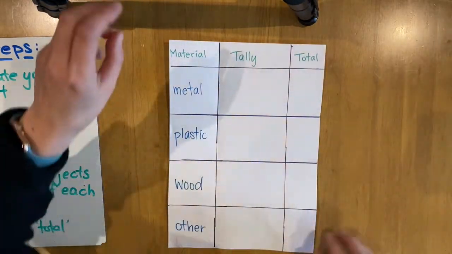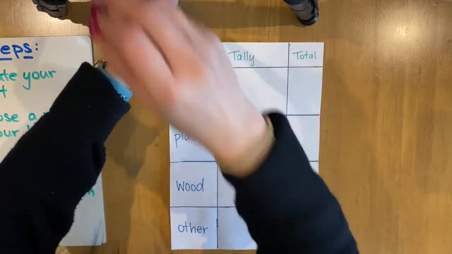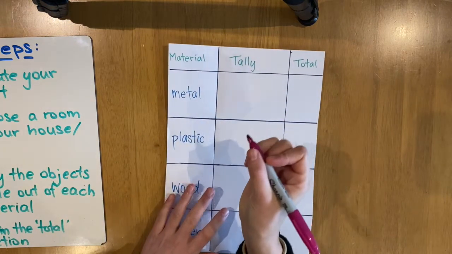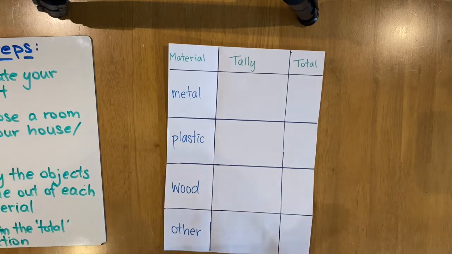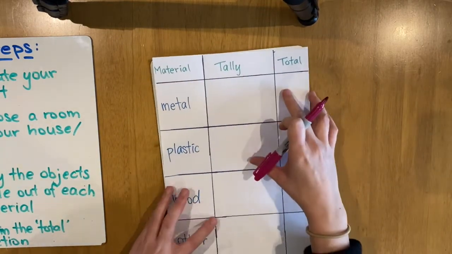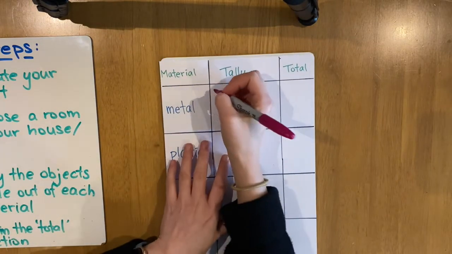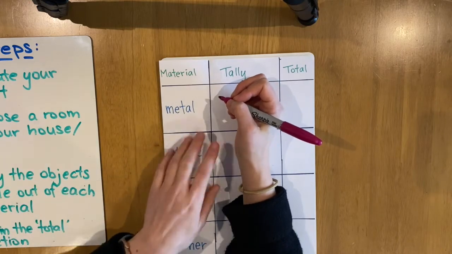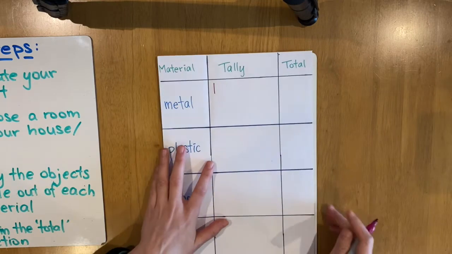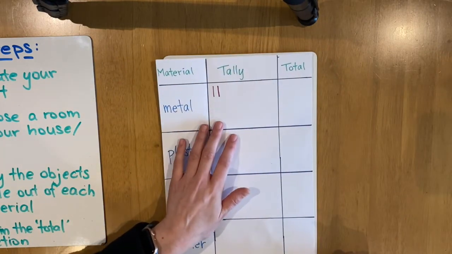So let me get my different pens out. Okay, so let's pretend that I'm in my bedroom and I want to tally all of the metal objects. So I'm going to walk around my bedroom. Let's pretend I'm walking around, and I can see the lamp next to my bed. The base of my lamp is made out of metal, so I'll put a tally. My bed frame is actually made out of metal, so I'll put another tally for my bed frame.